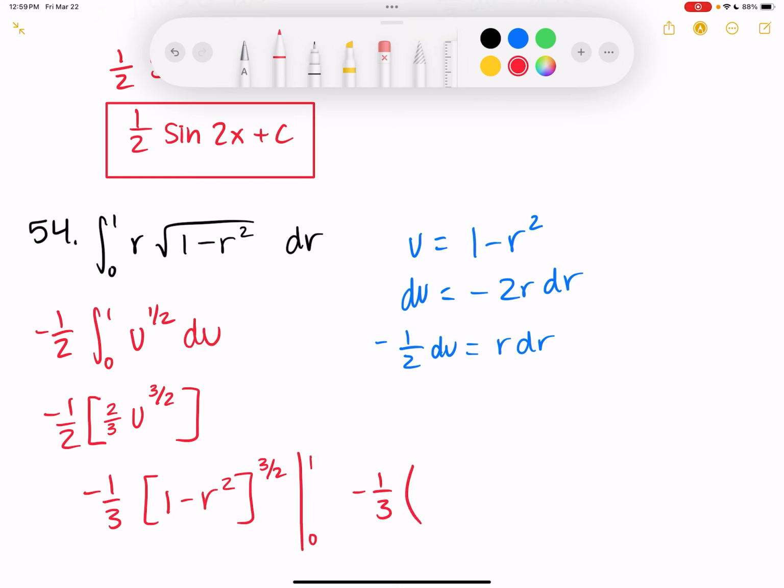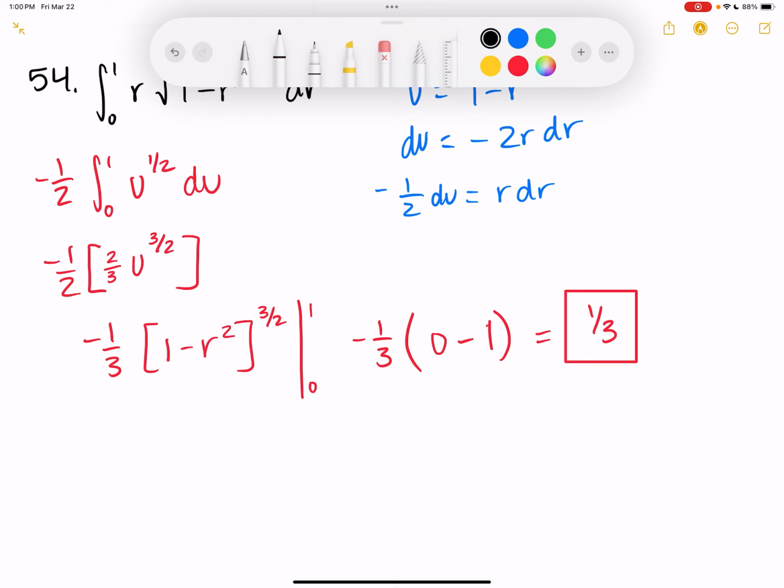So then if I plug in 1 minus 1 squared, well, that's all just going to be 0. So 0 minus, then plug in 0. 1 minus 0 squared is 1, to the 3/2 is still just going to be 1. So this is going to end up being a positive 1/3 for the answer there. So after the u substitution part, it's just back to the normal stuff from the last couple sections we've had.